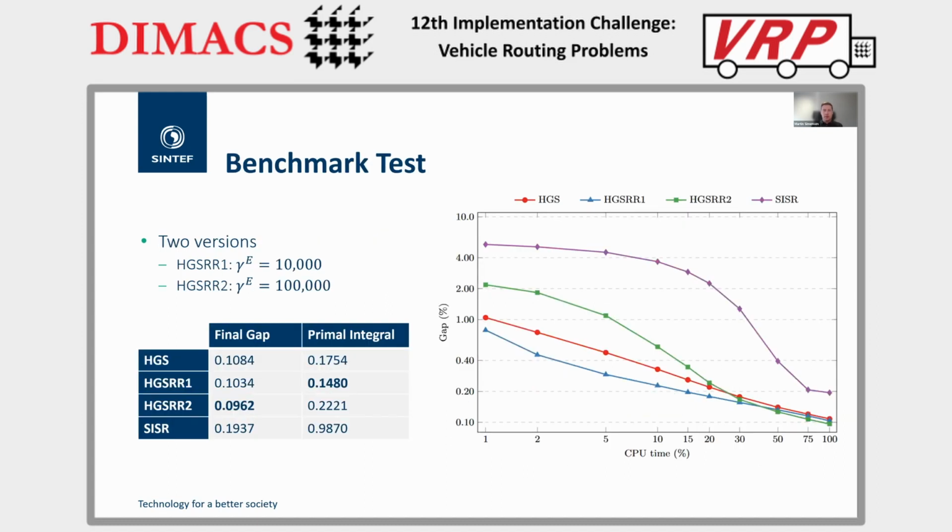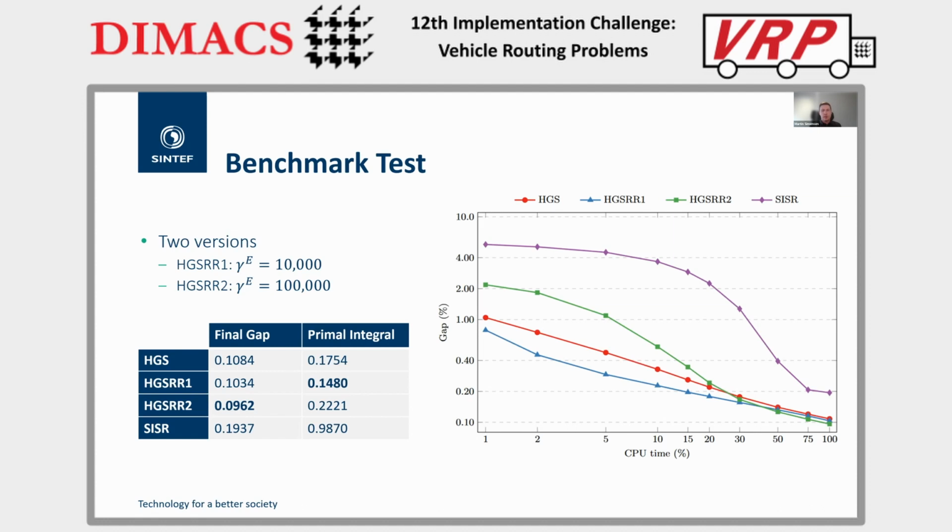If we continue, in the end, we also did a full benchmark test where we compared the HGS RR against the original HGS and also the sister heuristic on the X instances. We have chosen to use 2 different configurations of the method where they have different values of gamma E, and that's because the previous experiments show that a higher value of gamma E is beneficial for the best final gap compared to achieving the best primal integral.